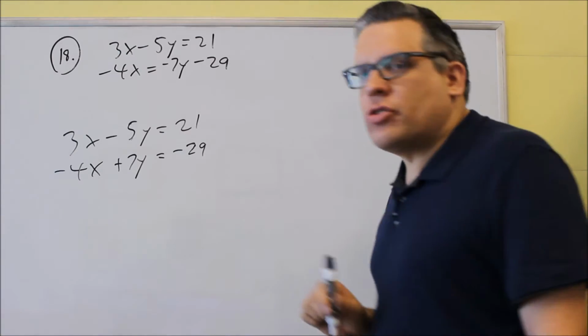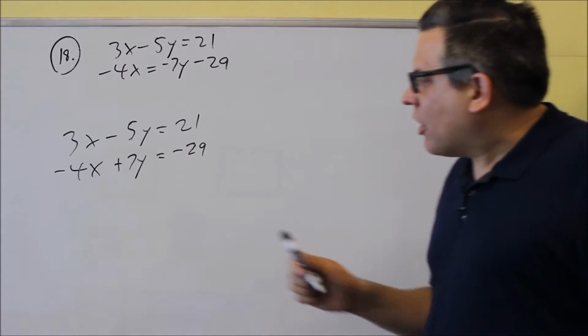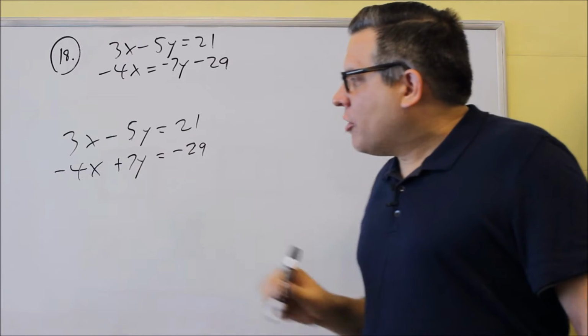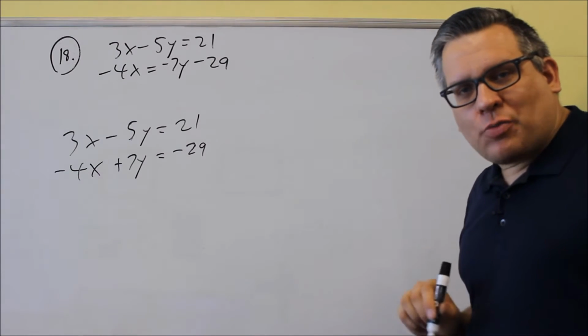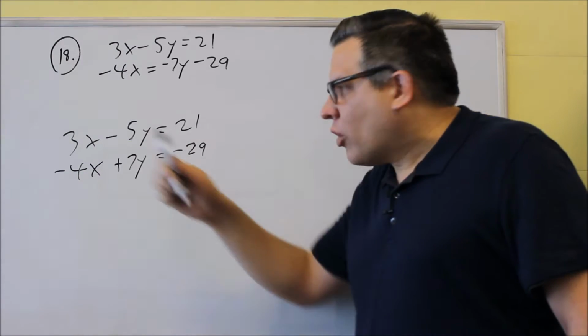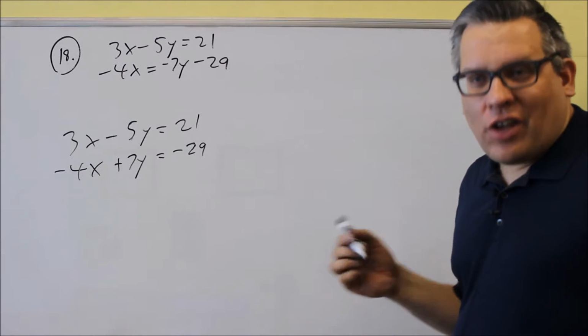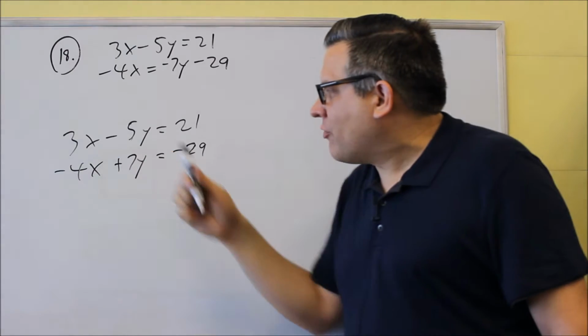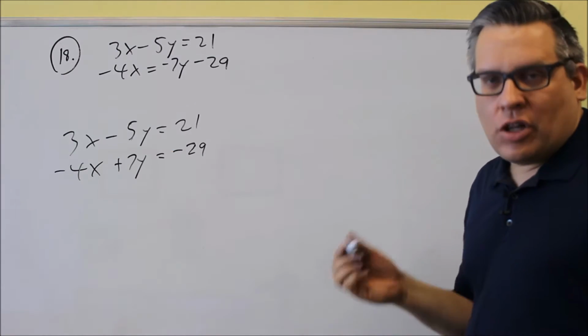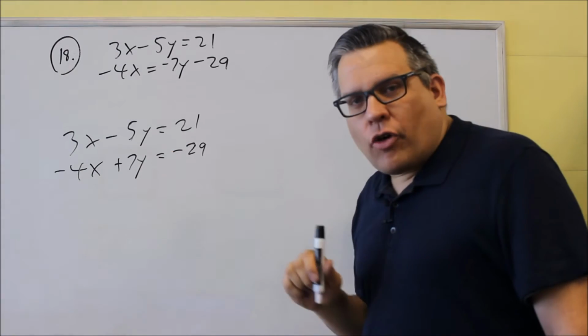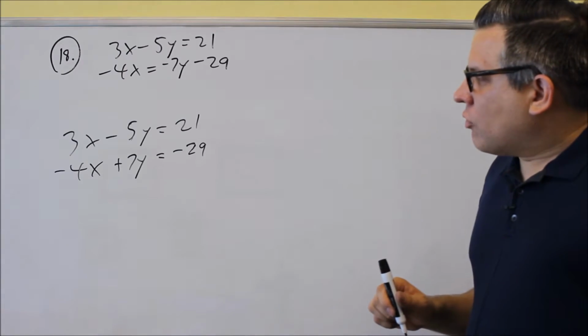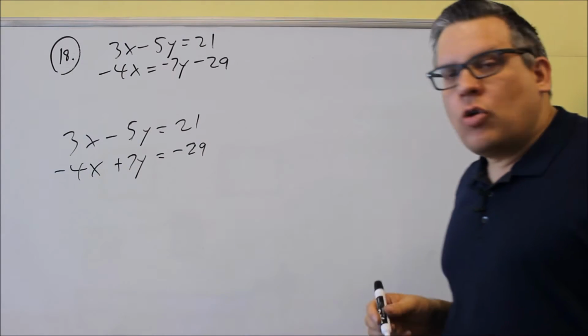The reason I chose to do elimination on this one is because there's no variable that's by itself. If I were to do this by substitution, no matter what, I would end up having fractions because I'd have to divide by whatever number is in front of the x. So if you see numbers in front, it's probably better to do it by elimination in order to avoid fractions.